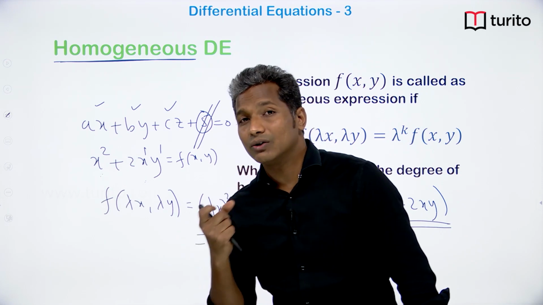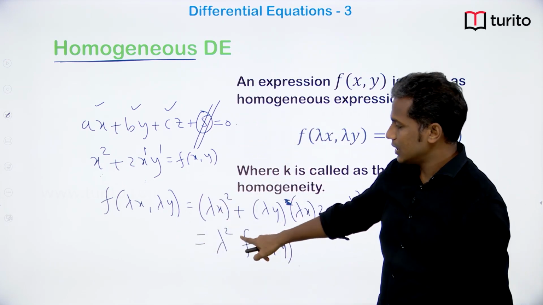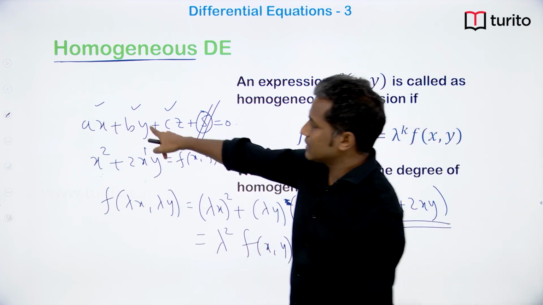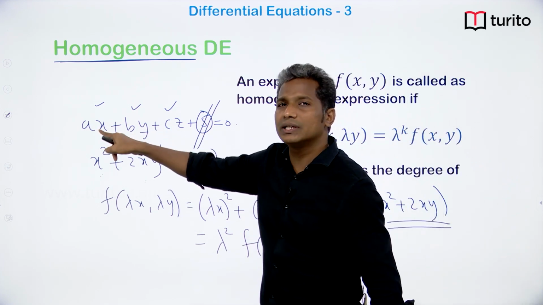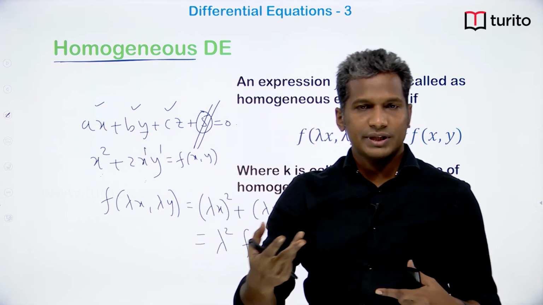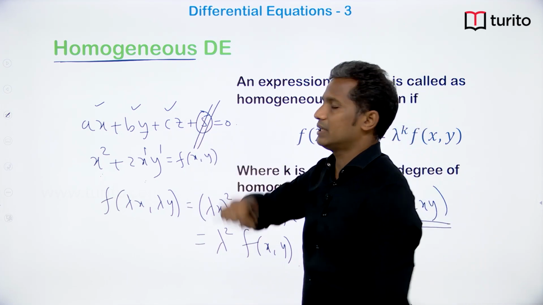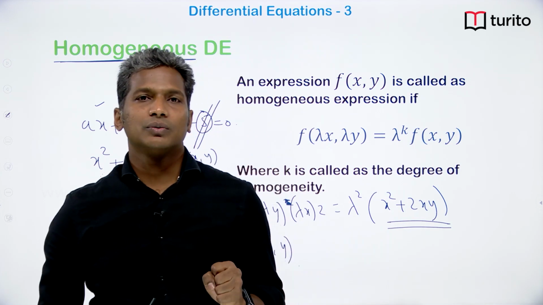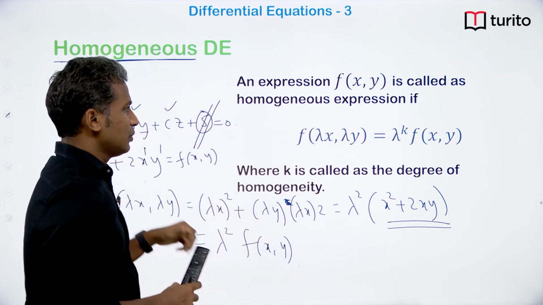Now, what is the degree of homogeneity of this expression? Degree of homogeneity is 2. Okay. Now, let us look at the first example that I have given you. What is the degree of homogeneity here? It is 1. After we deleted the constant, the degree of homogeneity is 1 there. Okay. So, this way we can understand the basic meaning of a homogeneous expression. Okay. Come on, make a note of this.